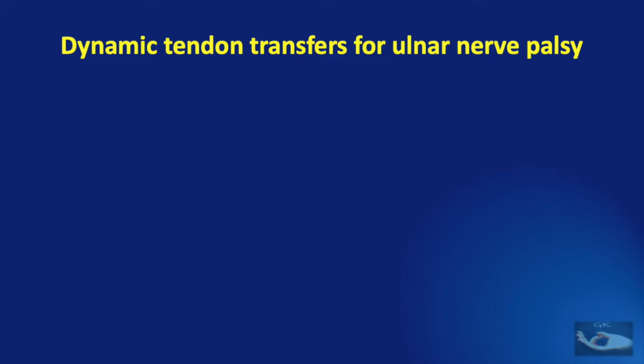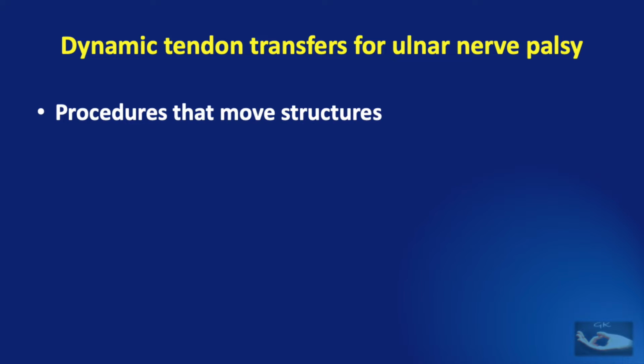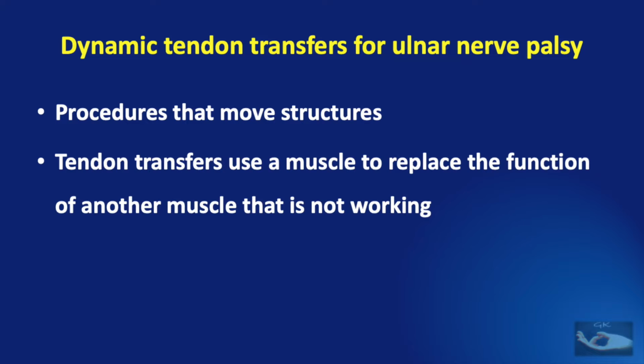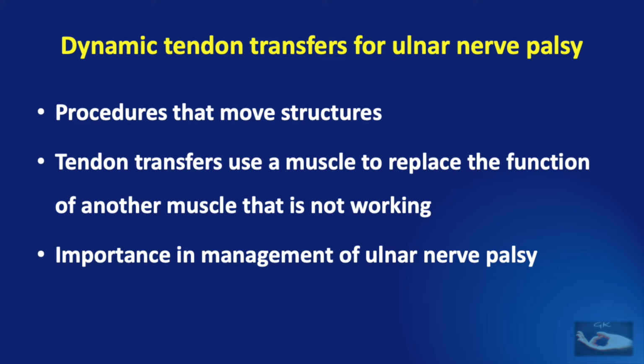Dynamic tendon transfers are basically procedures that move structures. So a tendon transfer uses a muscle to replace the function of another muscle that is not working, and it has got prime importance in the management of ulnar nerve palsy.